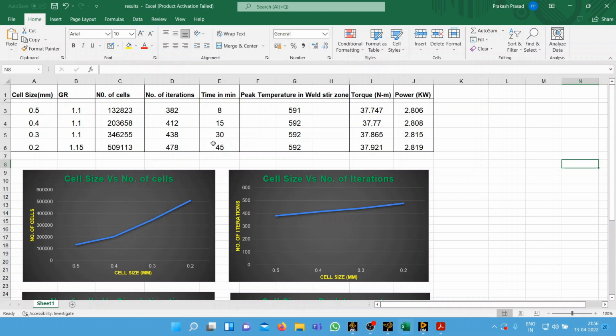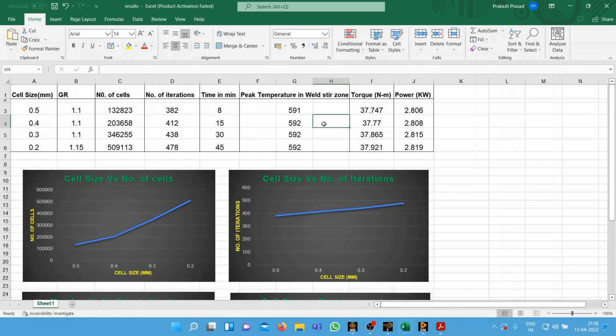With 0.3 mm it took around 4 times as long compared to 0.5 mm, and with the 0.2 mm size it took 45 minutes, a very large amount, around 5 to 6 times longer. But at last, when we see all the results, they are almost the same, there is no variation.